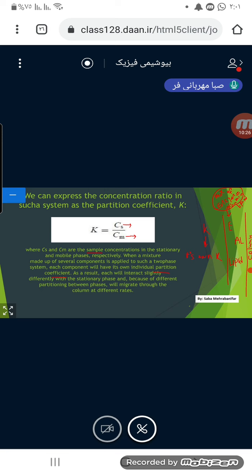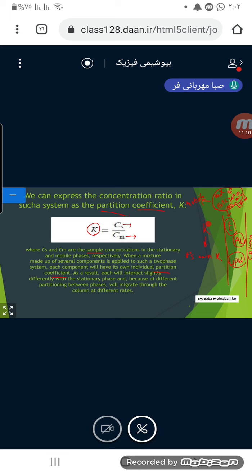Our column is stationary, okay? This part is mobile. Our mixture is mobile, and this mobile part comes into our column. Because the rates of albumin, lipid, and enzyme are different from each other, they will be separated from each other, because their K, the partition coefficient or separation coefficient, is different.